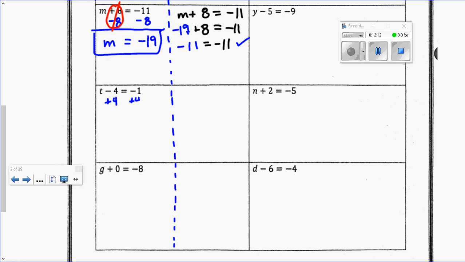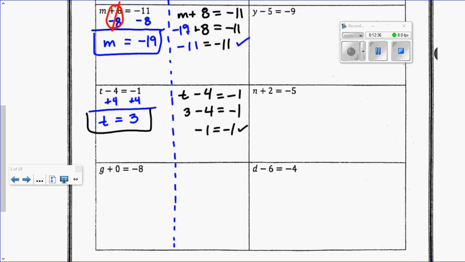Okay, did you add 4 to both sides here? You would get t equals 3. And let's see, is t minus 4 equal to negative 1? 3 minus 4. If I have $3 and I take away 4, or it's 3 degrees out and then it goes down 4 degrees. Yes, it is negative 1, so my answer is 3.